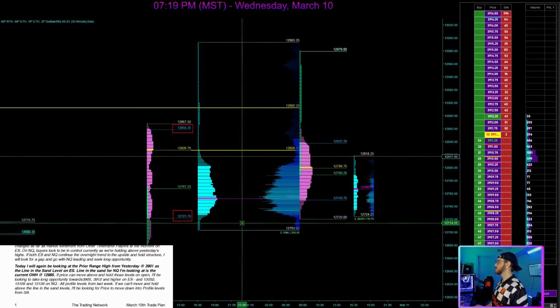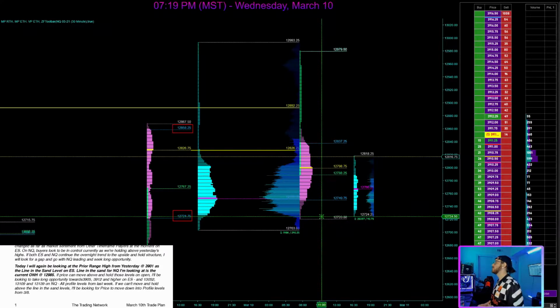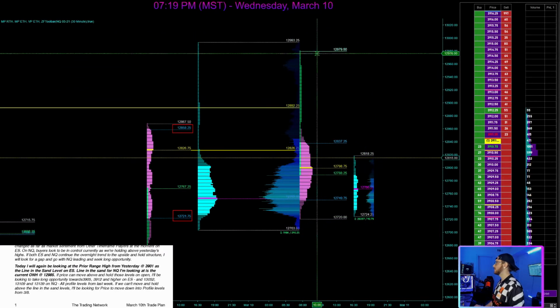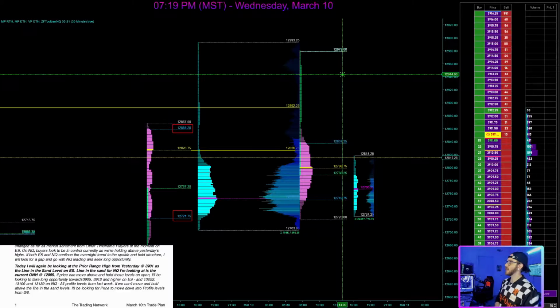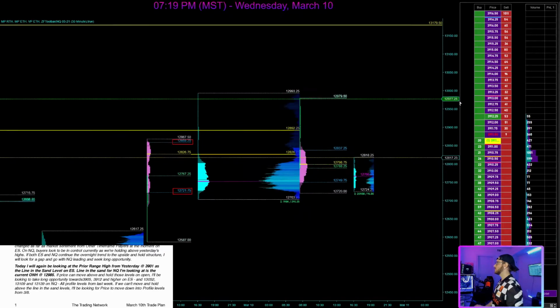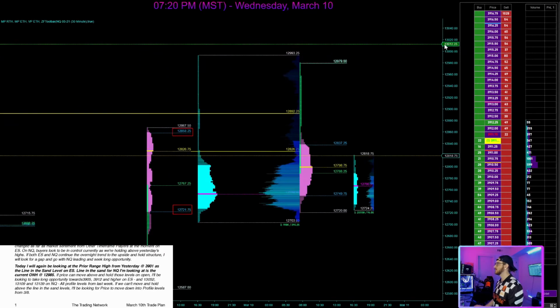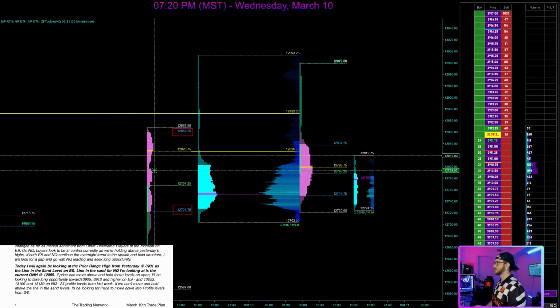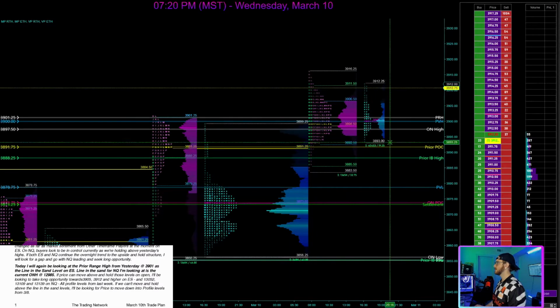If we can hold this 12,720 level, that is going to be a good support level, and we're likely going to, again, revisit these levels higher, and in my opinion, see a move into 13K and likely closer to 13.2K to touch that naked POC. So that is something that's very interesting to keep in mind.